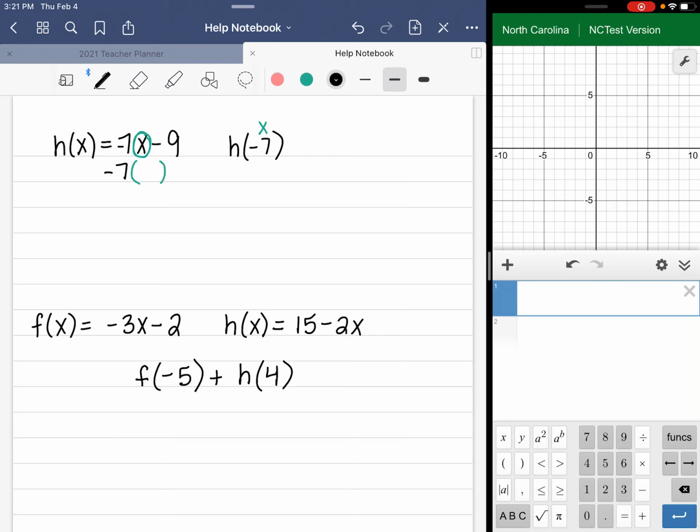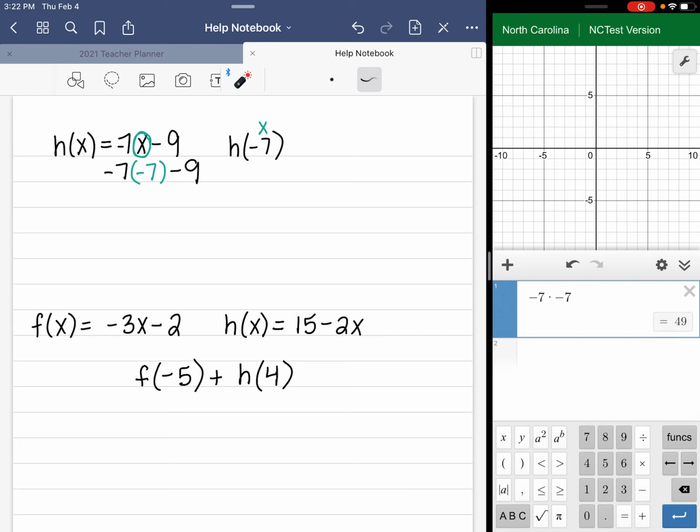So this is going to be -7. I like to put a placeholder with the parentheses, minus 9. So I took the x out. I'm going to put -7 in. So -7 times -7, that's going to give me 49, minus 9 is going to give me 40. But again, if you need to use Desmos, have that pulled up. So -7 times -7 is 49 minus 9 gives me 40.